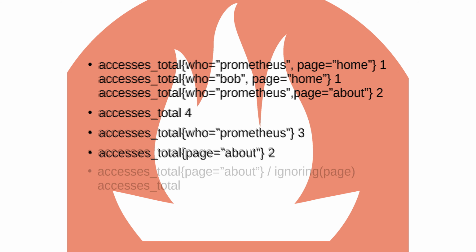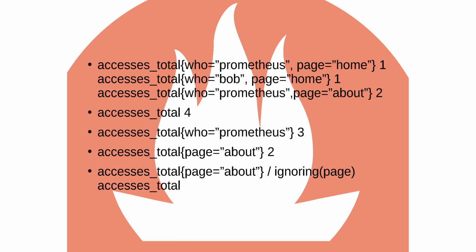What's nice about Prometheus is that with these labels, we can totally disregard them and just go back to the original counter that we had. So how many accesses did we have in total? And then you can also slice and dice. So if you only wanted to see certain things, like out of all of those things, I don't care about the pages, I just care about the who, or maybe vice versa.